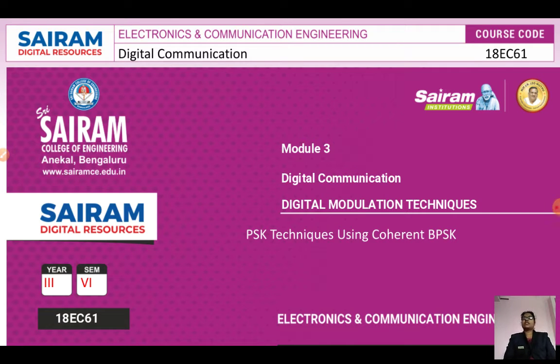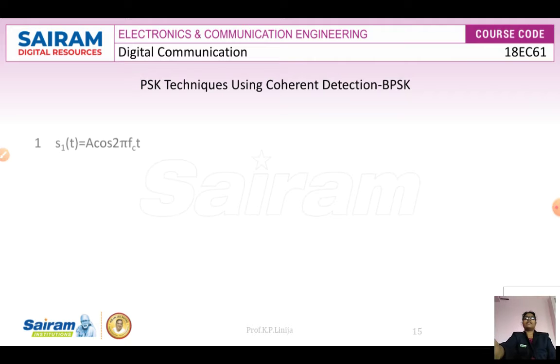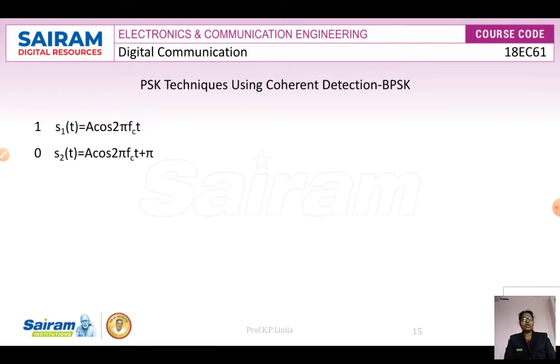Today let us discuss the coherent binary phase shift keying. First, let us discuss the basic things. We are considering that binary phase shift keying consists of two symbols, 1 and 0. For the symbol 1 transmission, S1 of t is equal to A cos 2 pi fct. Whenever 0 is transmitted, S2 of t is equal to A cos 2 pi fct plus pi.